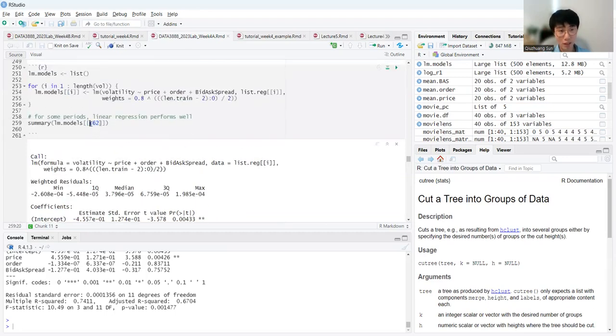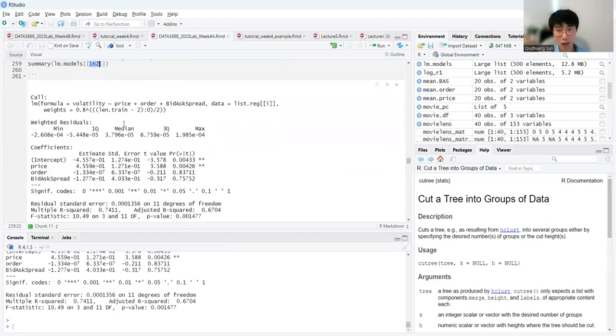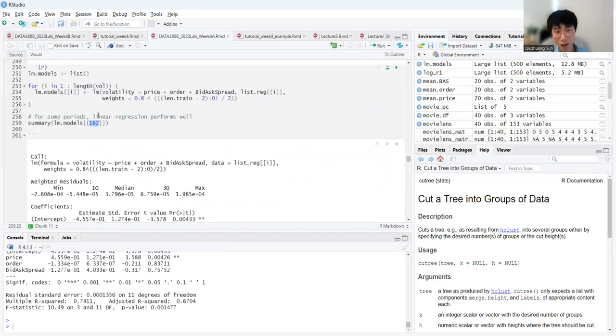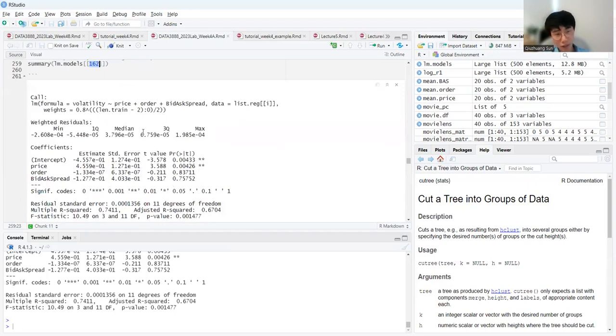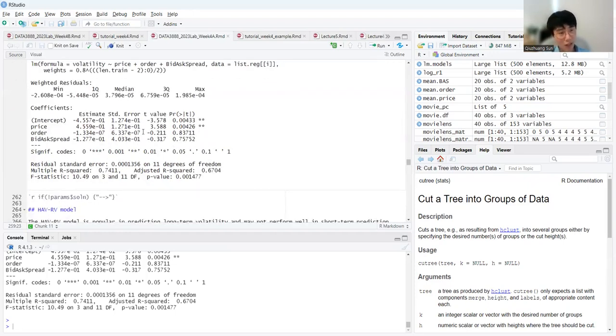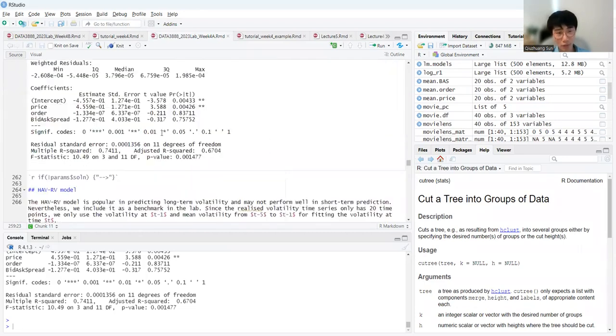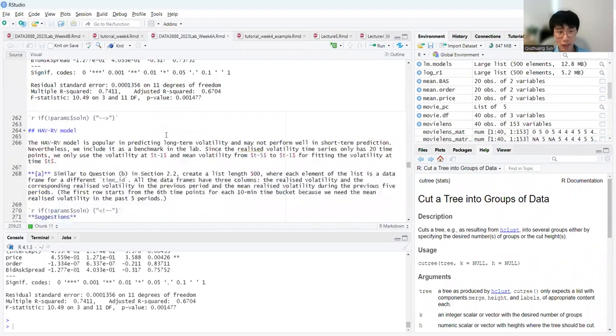But actually, this time ID is the best one. For other time IDs, for other 10-minute intervals, you can see the R square is just 0.1 to 0.2, meaning that it does not fit the data very well. So this is the linear regression model. And the second benchmark is the HAV-RV model, which means the heterogeneous autoregression, vector autoregression realized volatility model.